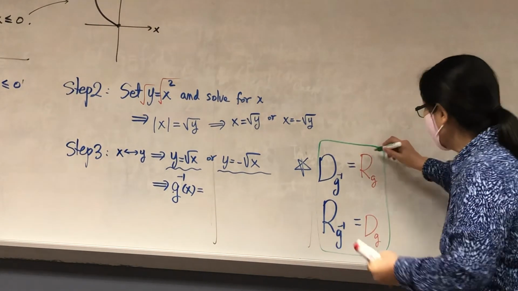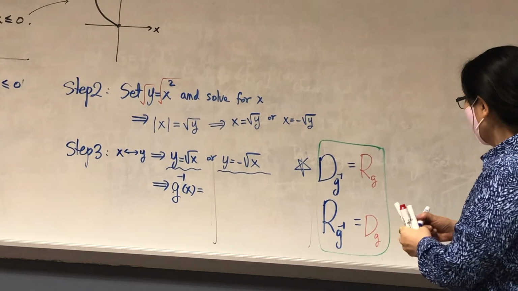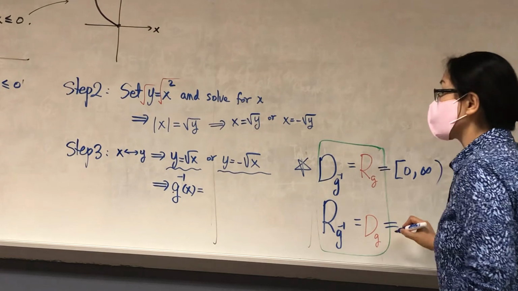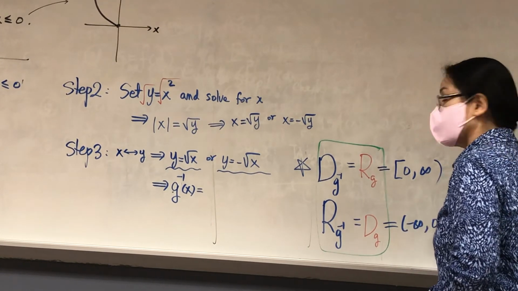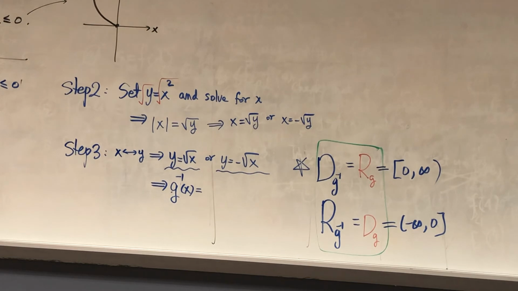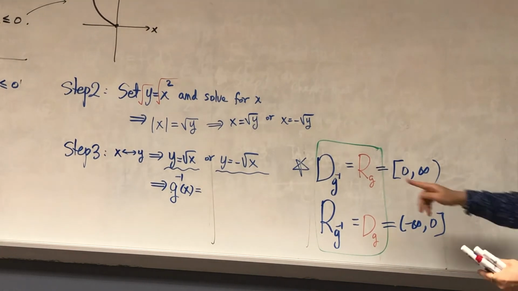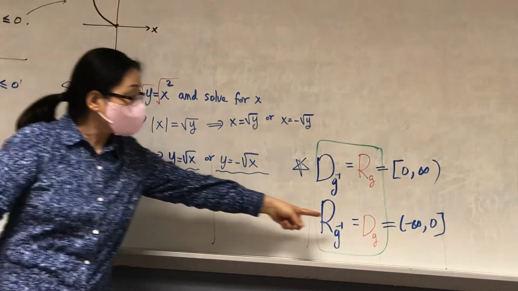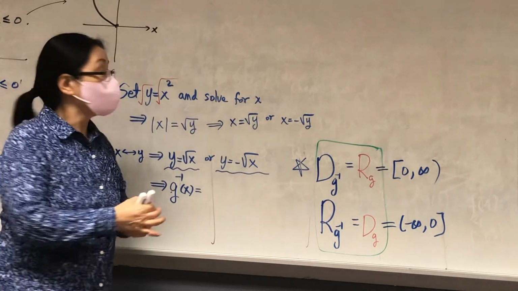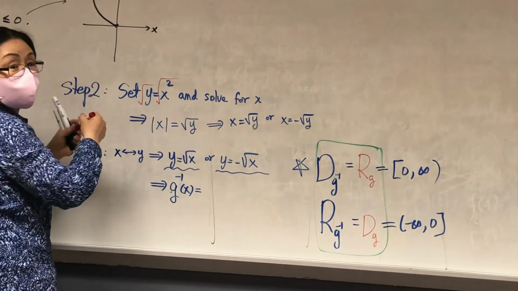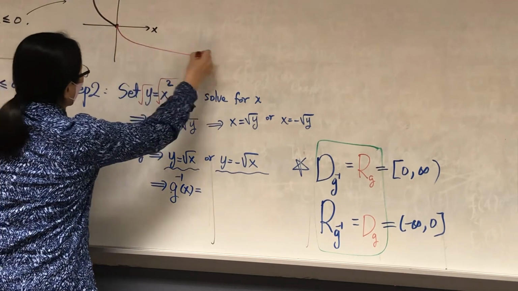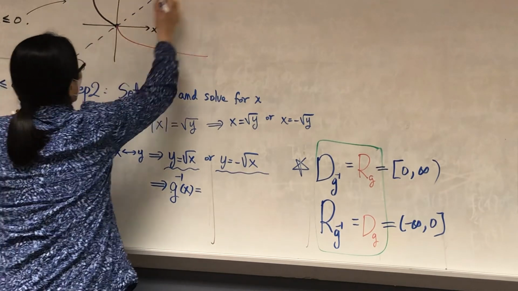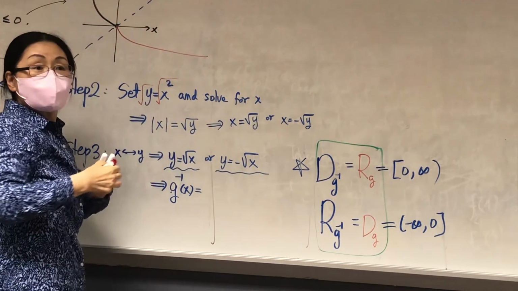So you know what is the range of g. Your graph should be where? Domain is from 0 to infinity, range should be negative, below. So visually, like this. And then this one will be symmetric about y equals x. Am I right? Can you see?